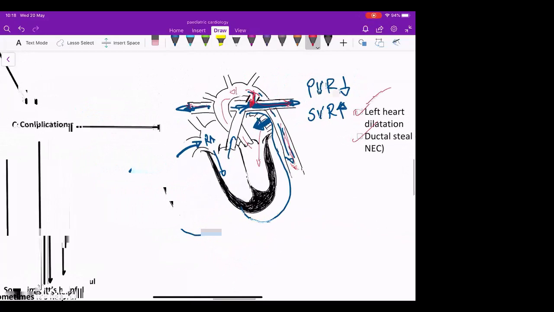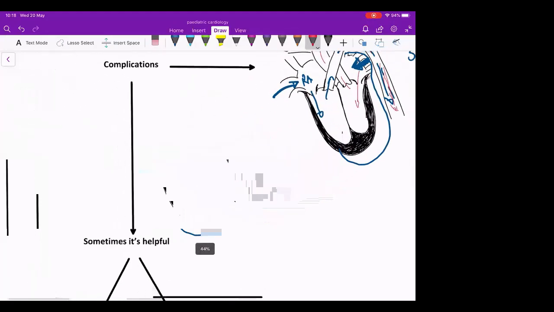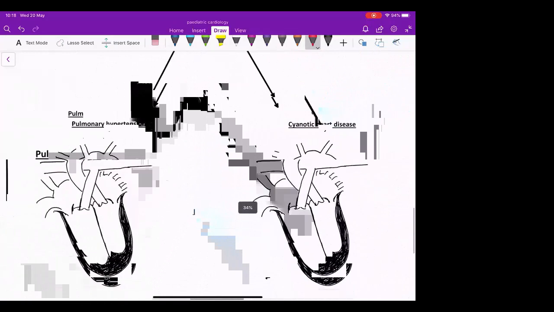Sometimes, it's not all bad though. That is what you're kind of looking for on echo and chest x-ray, pulmonary edema, things to make you think this is a hemodynamically significant duct, but it's not all bad. Sometimes you need your duct, right? There's a couple of times when a duct is helpful.